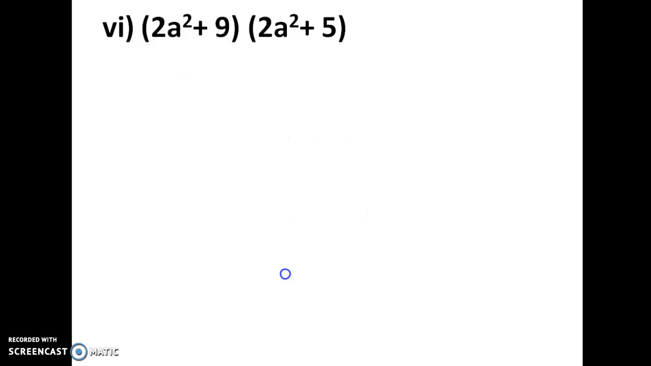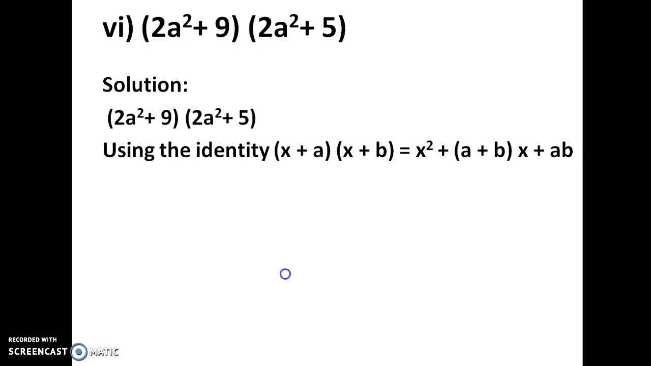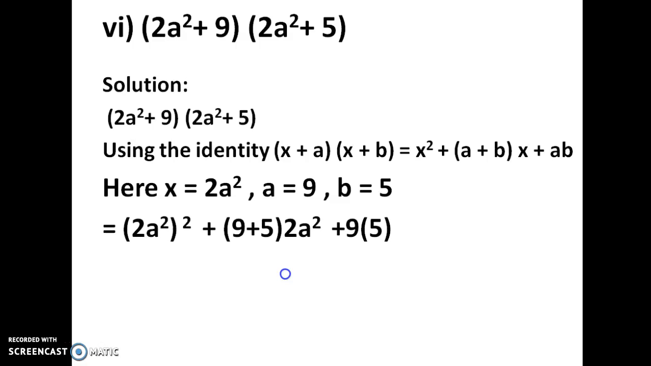Then 2a square plus 9 into 2a square plus 5. Here also same identity. So x is 2a square and a is 9 and b is 5. So put it in the identity. Okay, 2a square the whole square. So if you make square of this, 2 square is 4 you will get. a square to the power of square, that you will get a to the power of 4. Okay, then 9 plus 5, that is 14.